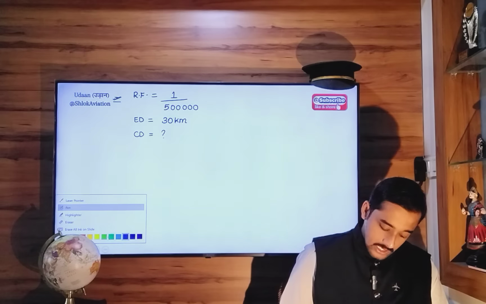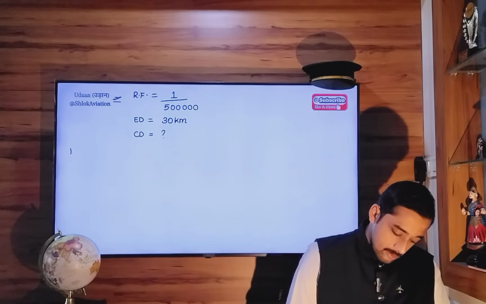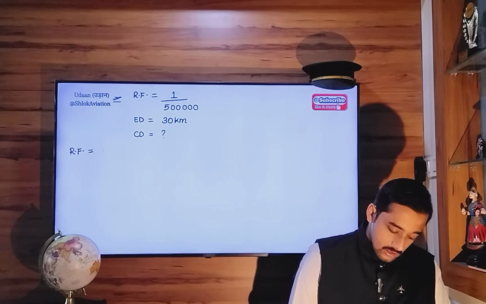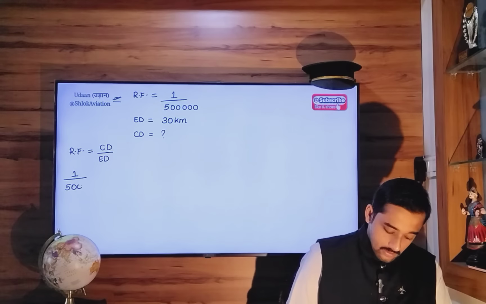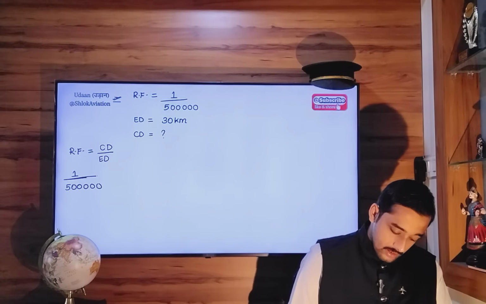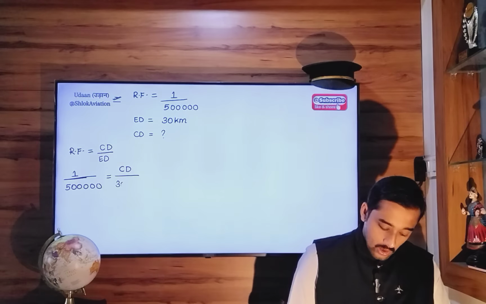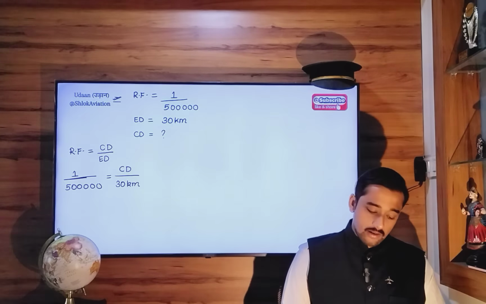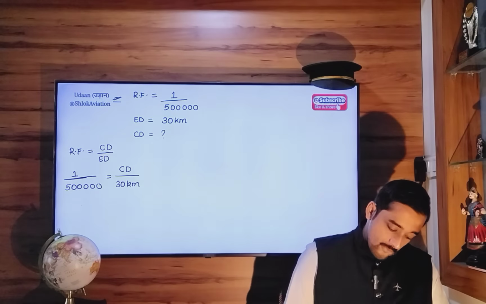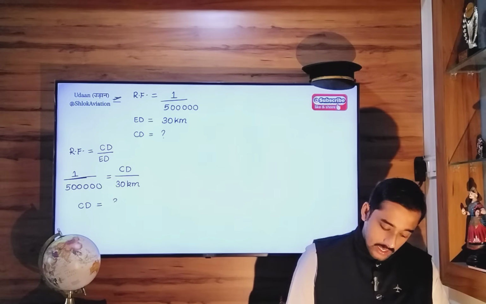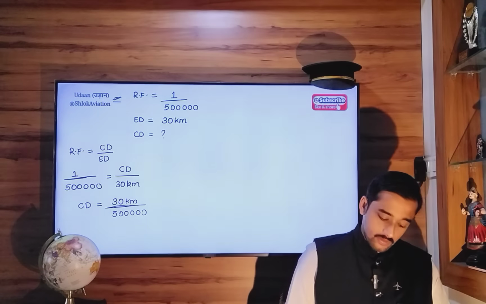Now the formula for representative fraction is: representative fraction equals chart distance divided by earth distance. So 1 divided by 5 lakhs is equal to chart distance, unknown, over earth distance, which is 30 kilometers, right? Now let's do the cross multiplication. Chart distance will be equal to 30 kilometers divided by 5 lakhs.